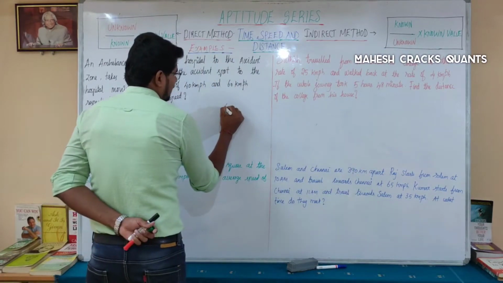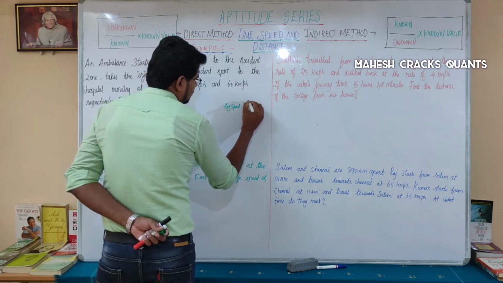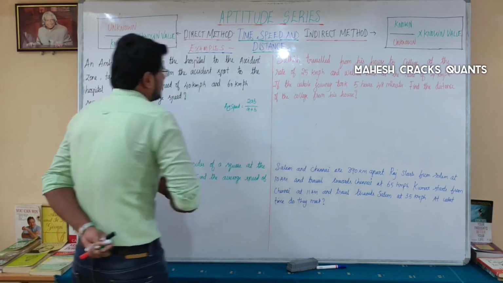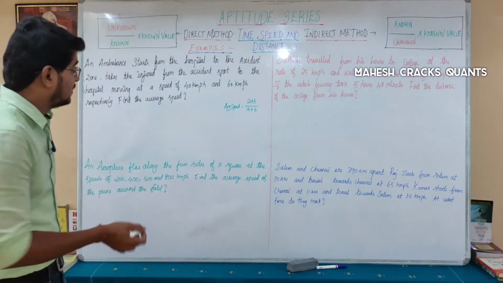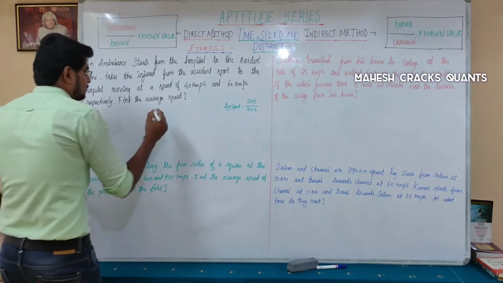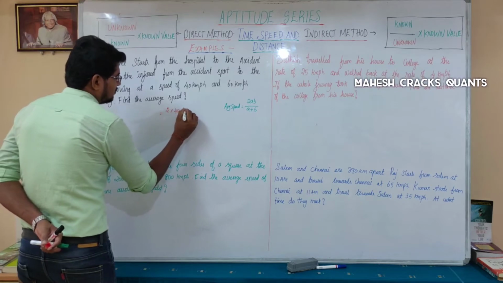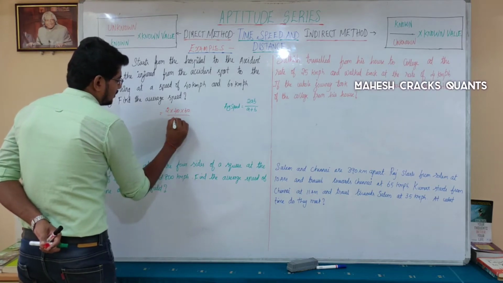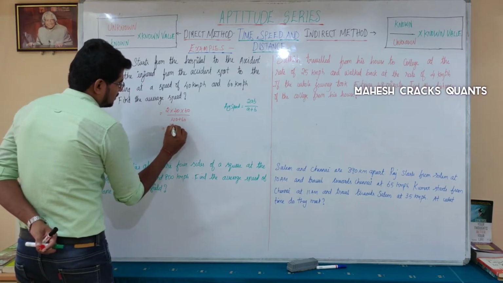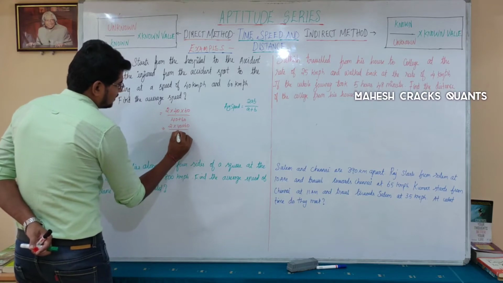So the formula is: average speed when speeds alone are given is 2ab by a plus b. A is the first speed and b is the second speed. So find out what you will get. 2ab: here 2 into a is 40 and b is 60, so 40 plus 60. So the answer is 2 into 40 into 60 divided by 100.